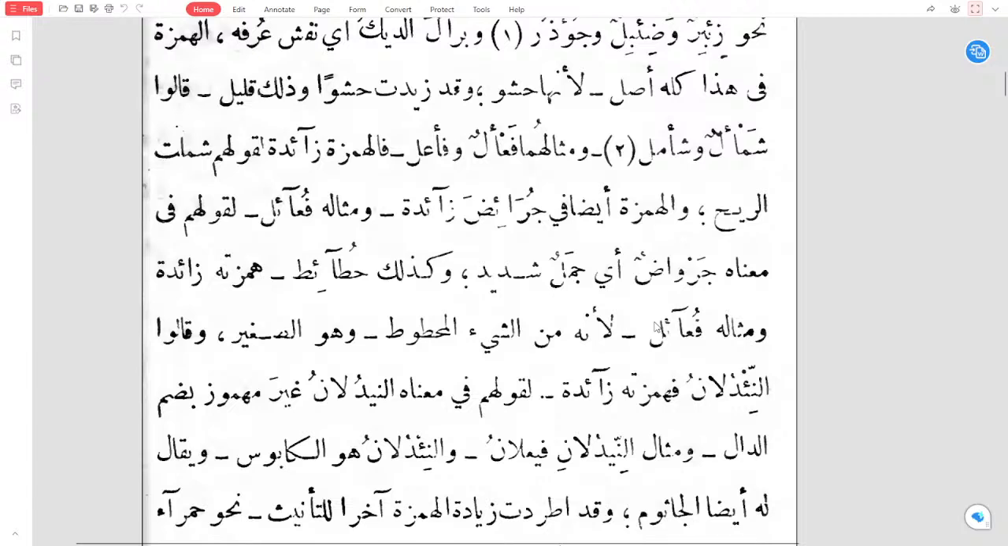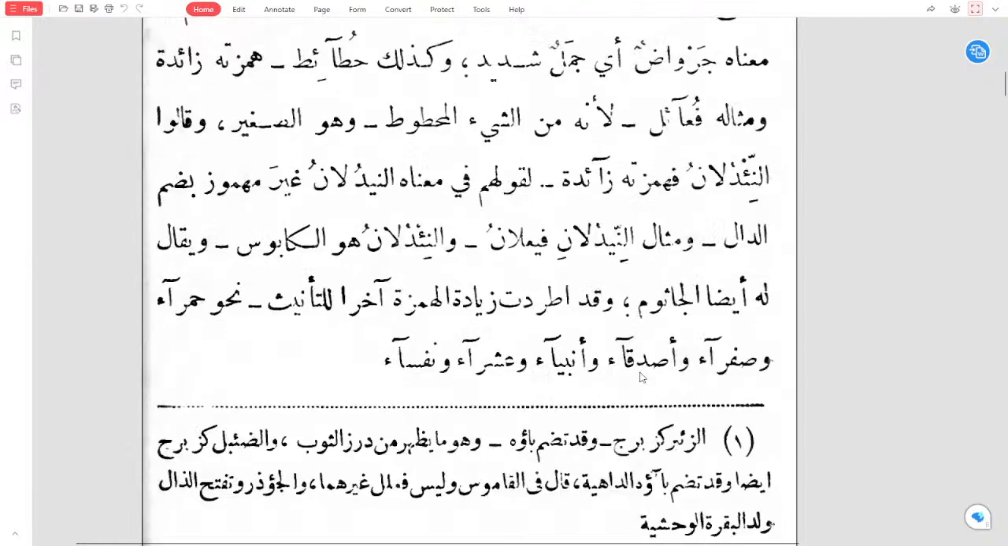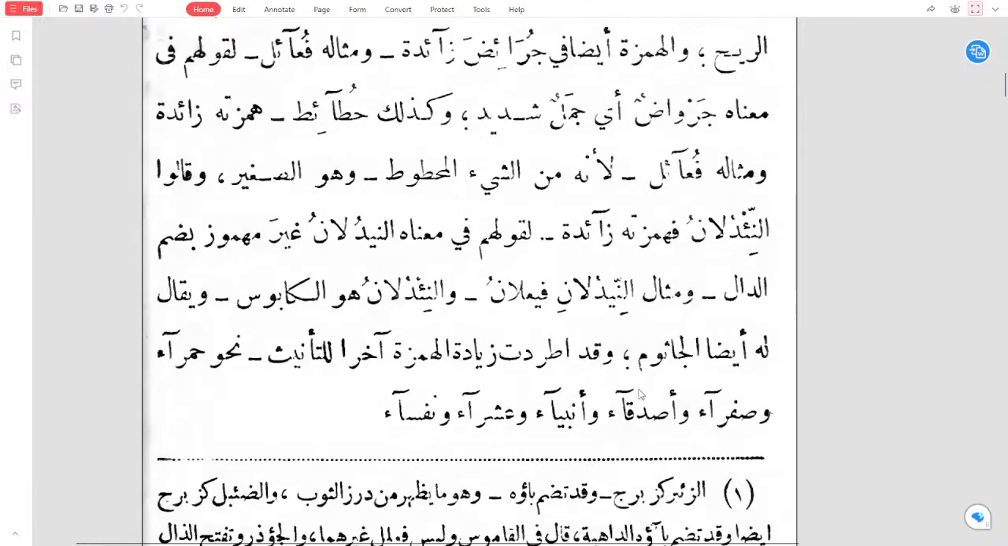Same as حطائط لأنه من الشيء المحطوط. It is the thing which وهو الصغير. A small thing will be called حطائط. وقالوا النئذلان أو النئذلان همزته زائدة. Let's see if this word will be found in the قاموس.